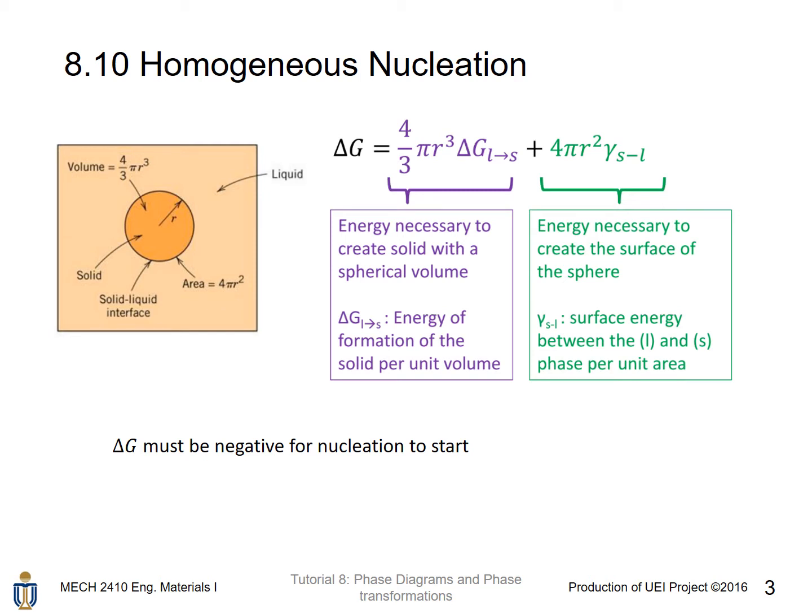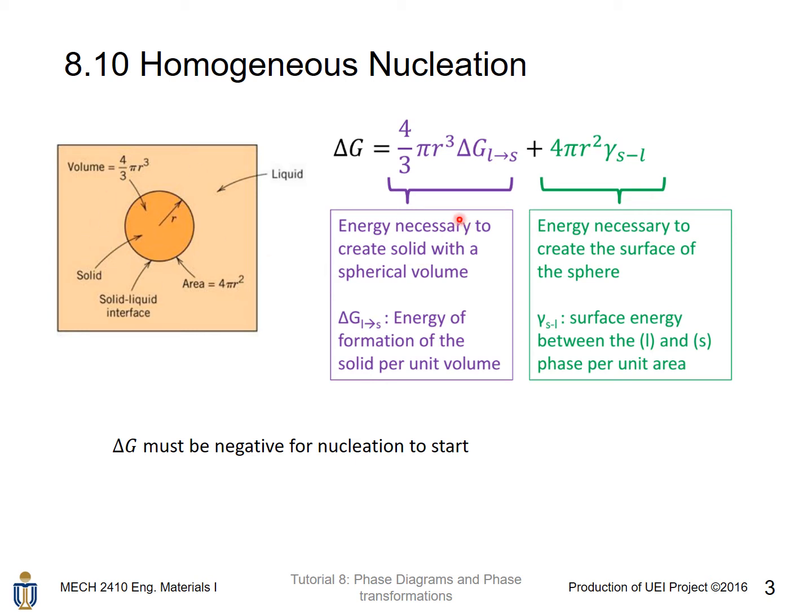Homogeneous nucleation can be described using the formula here. G is the free energy change. It is described by two terms here. The first term, the first purple term, describes the energy necessary to create a solid with spherical volume, and basically this solid.